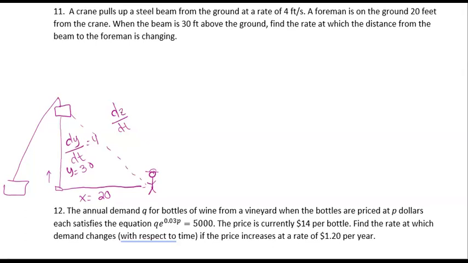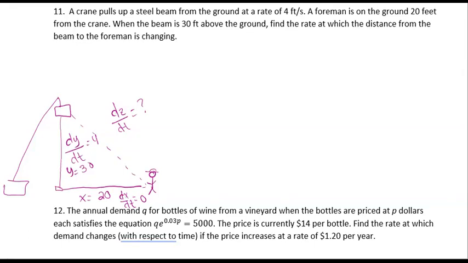Now let's go back and review for a second. I have dy dt, I have y, I have x, I have dz dt that I'm trying to figure out. It gets a question mark. What about dx dt? Well, it doesn't say the foreman's moving. Like I said, he's not going towards the crane. He's not running from the crane. So his rate of change is going to be 0 feet per second because he's not moving. He's just standing there. I don't know z yet. Well, I have enough information. I can figure it out.